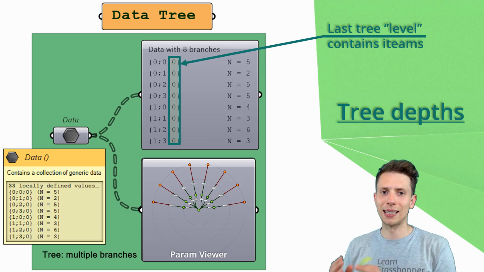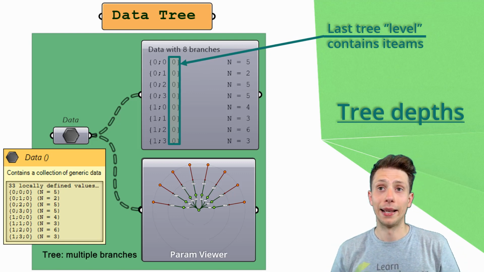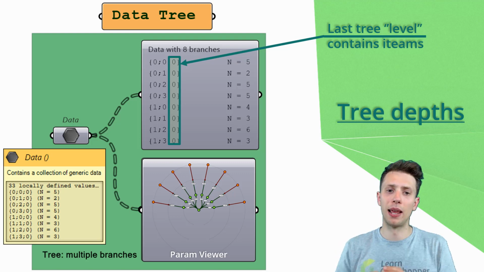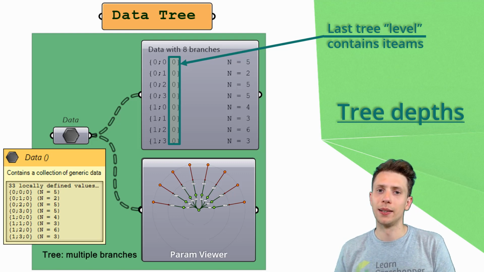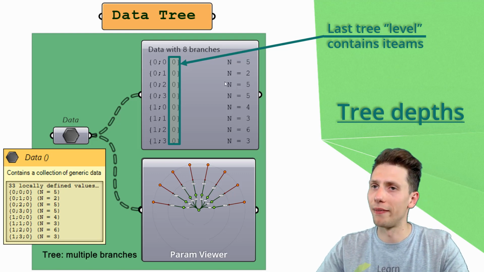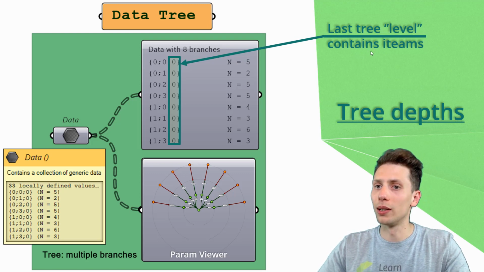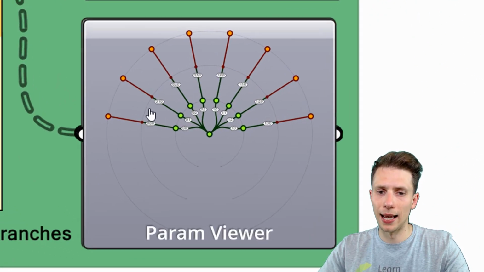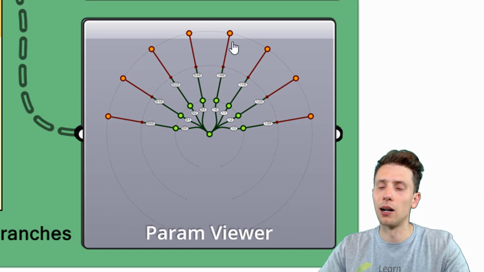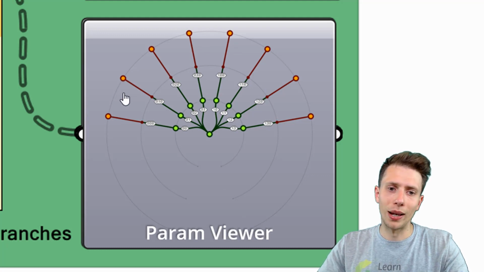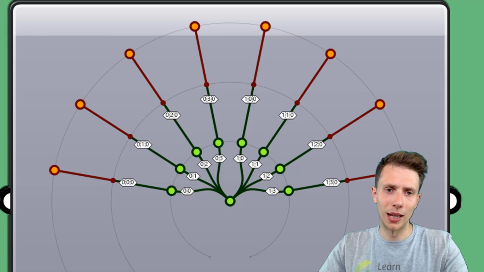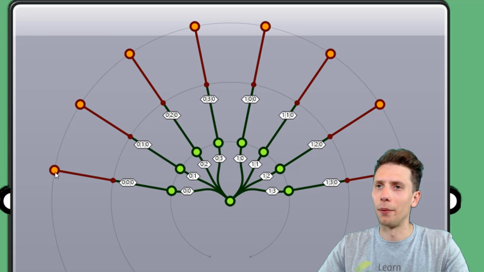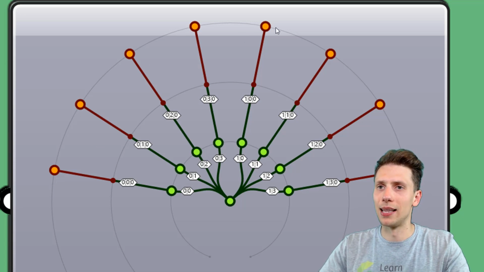And the last level always contains items. So there we have some levels, and in the last one are always these items, which you can see right now with the n equal to some number. You cannot find items inside other levels. It's always that items are on the last level. It's really worth remembering. You can see in the param viewer, when we zoom to that, that there is a dot that indicates that there are items in that branch.